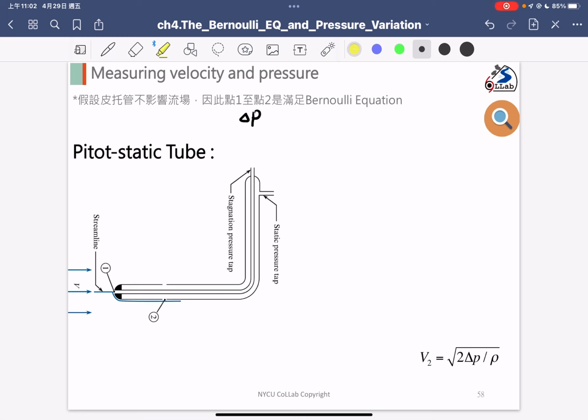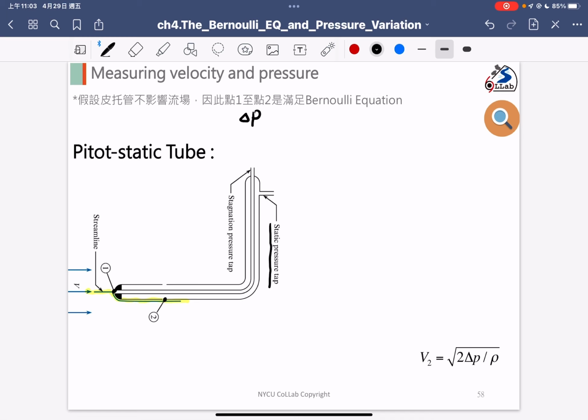You can double check the figure 3.9 here. We have 3.9 with the flow going down here. The yellow line is our 3.9, and I pick two points here, point one and point two. Point one is the stagnation point, and point two is connected to the static pressure.